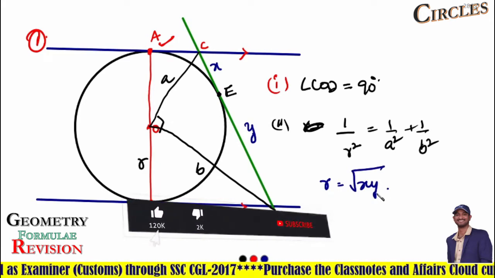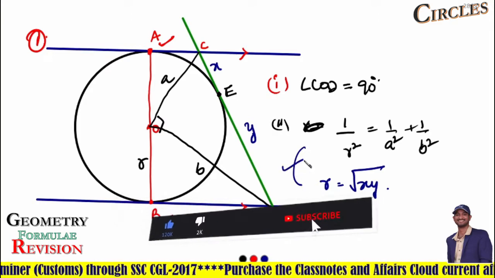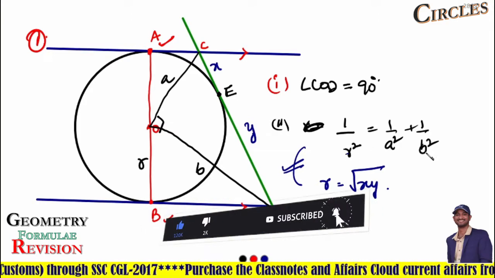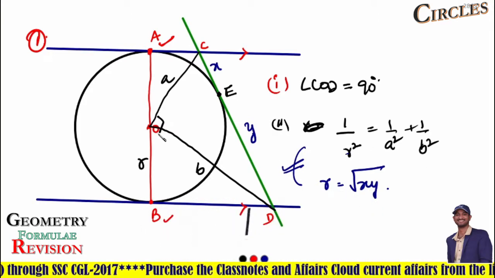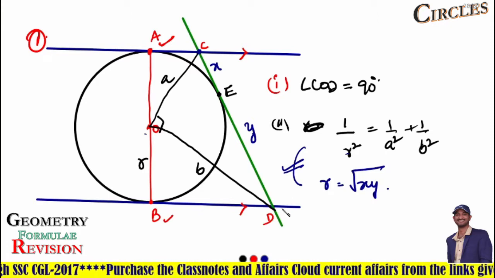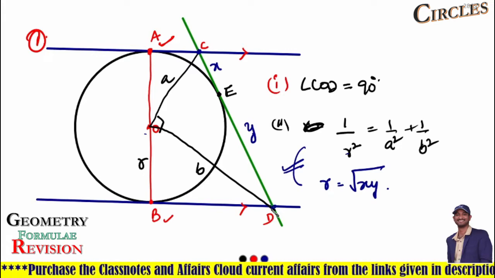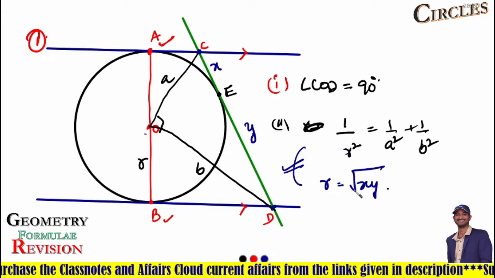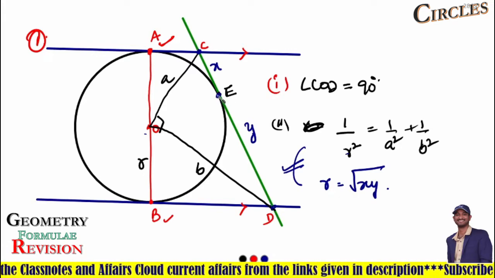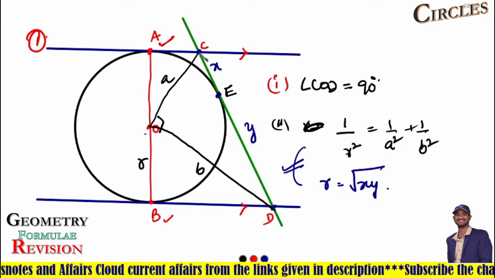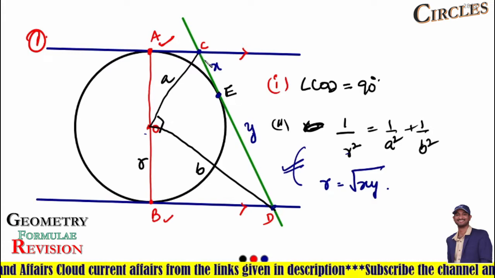So based on the values given, you have different relations. What are a and b? These are the distances from the center to the points of intersection of the parallel tangents with the intersecting tangent. And what about x and y? These are the distances from the point of contact of the circle to the points of intersection of the parallel tangents.